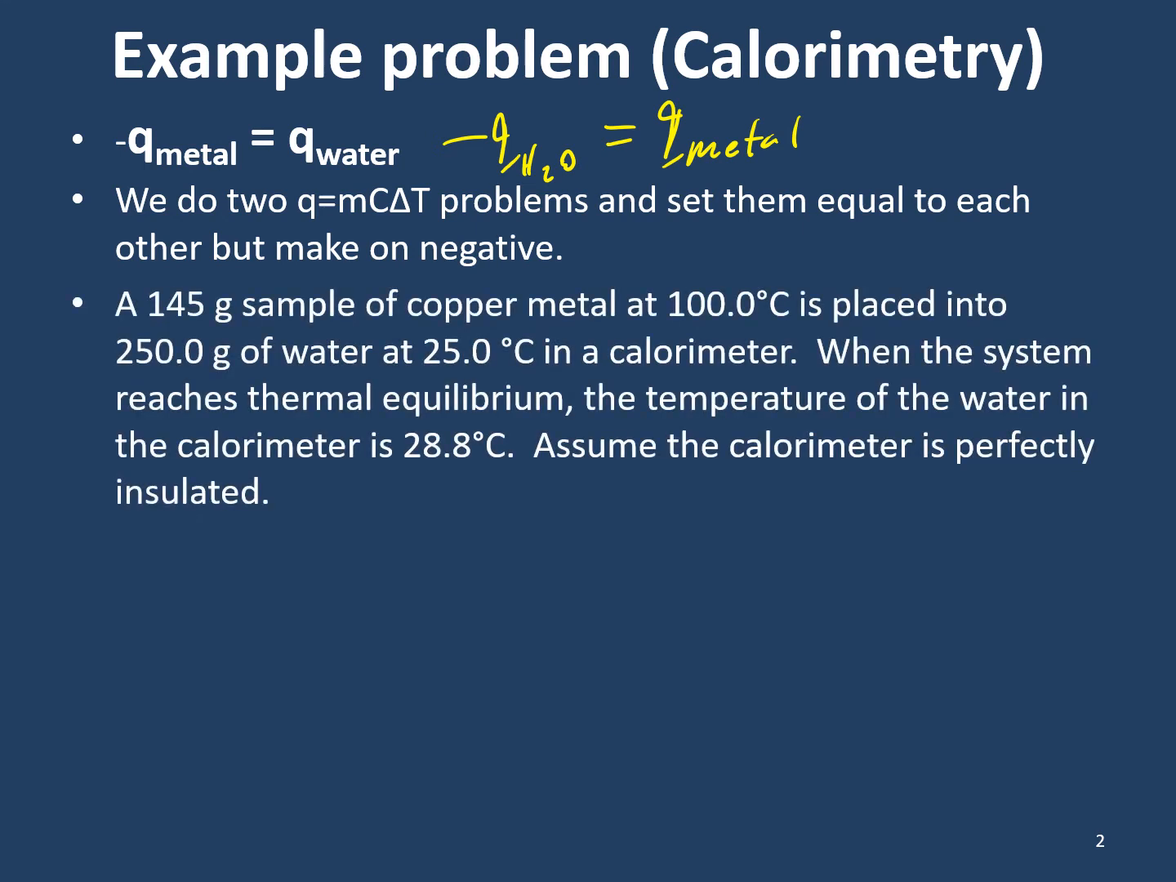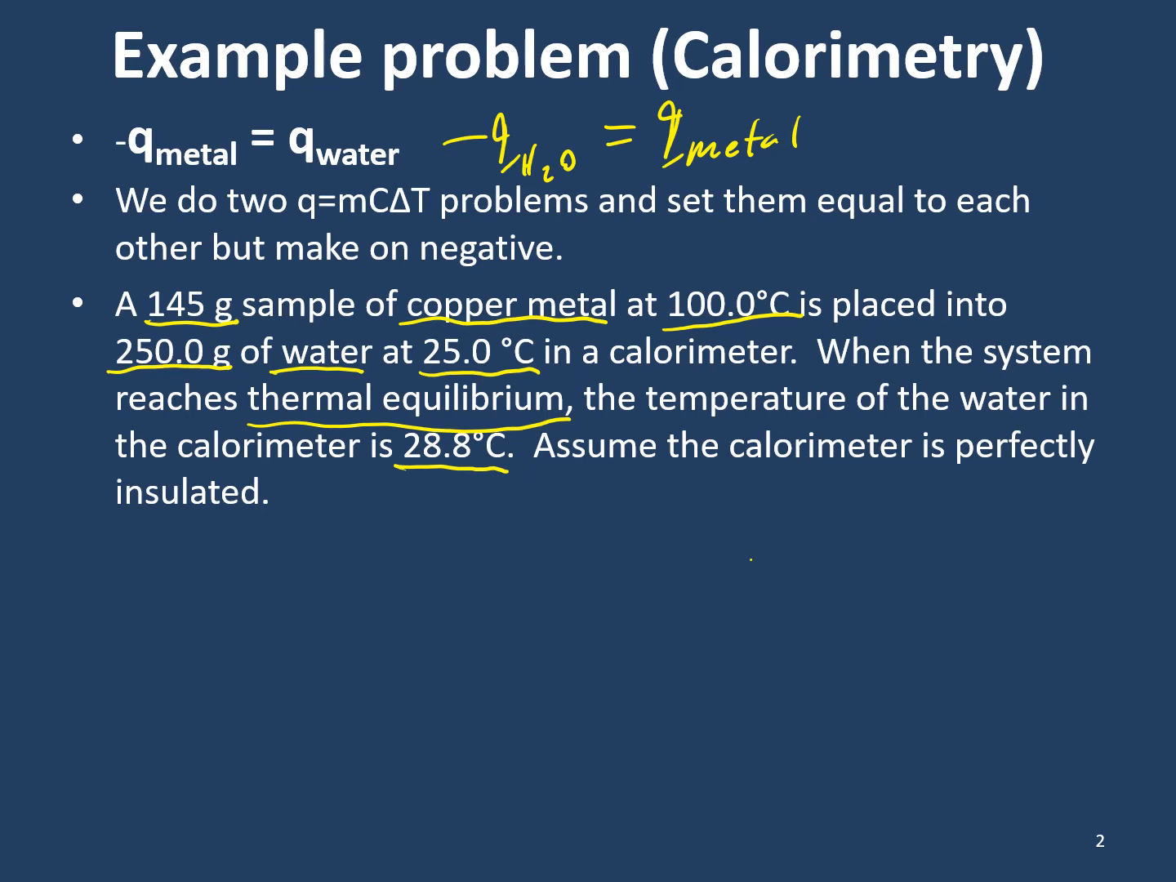So I have a 45-gram piece of copper metal, and it's at 100 degrees Celsius. And I'm going to place it in 250 grams of water at 25 degrees Celsius. We're told that when the system reaches thermal equilibrium, the temperature is 28.8 degrees Celsius. We're going to assume the calorimeter is perfectly insulated, and we're going to do that for pretty much every problem we do in this chapter, because if it isn't, then there's really no way to calculate our answer here.